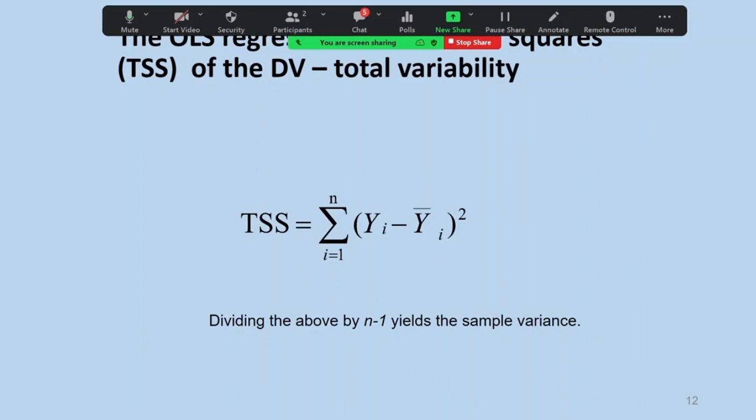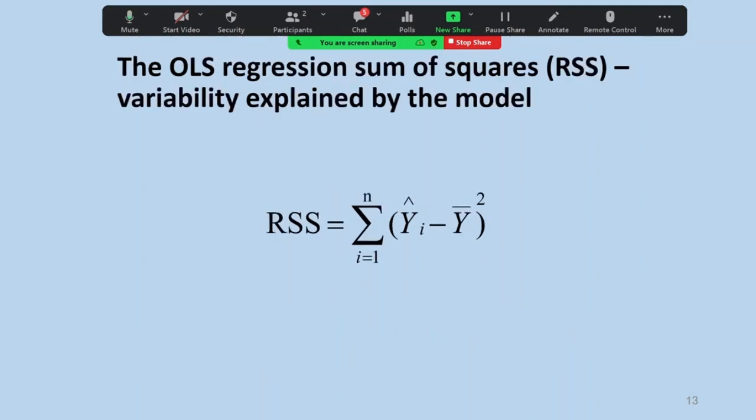This is the total sum of squares. So it's really what you have as the actual minus the average, squared, right? And dividing that by n minus 1 gives you the sample variance. Remember we talked about variance? Looking at how it's dispersed around the mean, right? Okay. So why is all of this important to know?